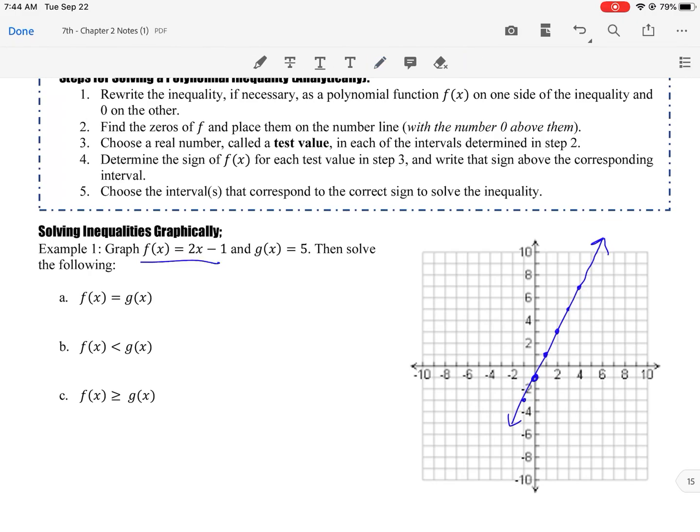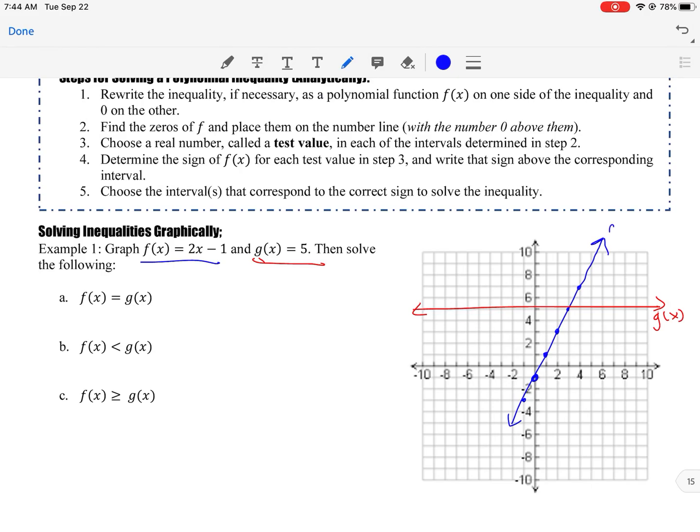Okay. Then we're going to graph g of x, which is another way of saying y equals 5. So y equals 5 is a horizontal line. We've got this. Okay. So we've got our g of x, and we've got our f of x. So if I asked you when are they equal, they are only equal at one spot, right, the point where they intersect. So this would just be x equals 5.